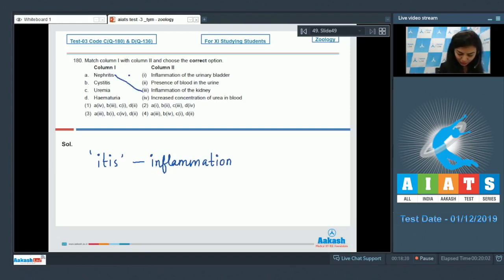So A goes with 3. Cystitis is inflammation of urinary bladder. B goes with 1. Uremia is increased concentration of urea in blood. C goes with 4. And D, hematuria, means presence of blood in the urine. The correct match here would be A with 3, B with 1, so option number 3. Answer is 3.